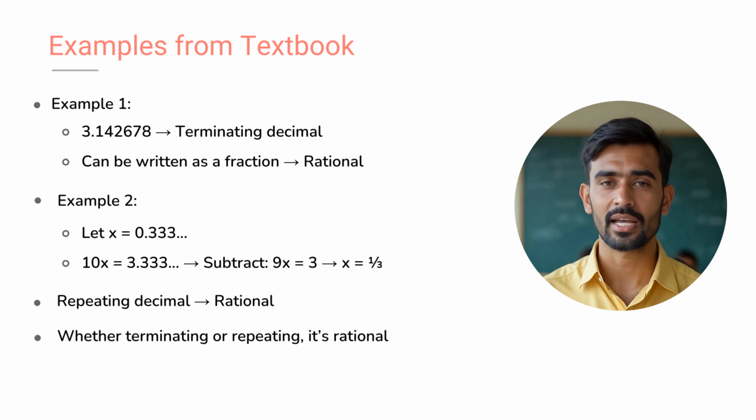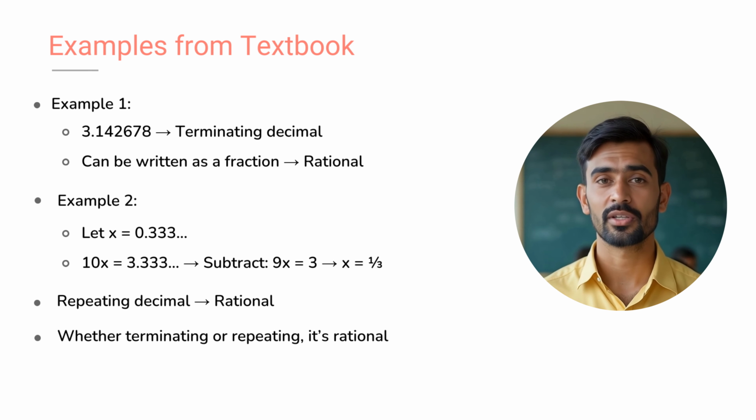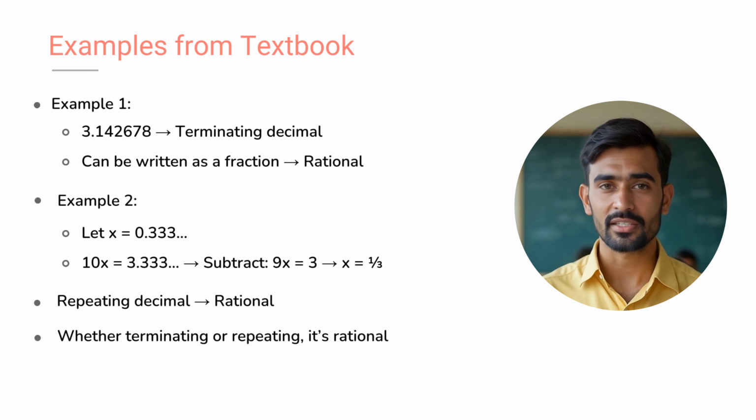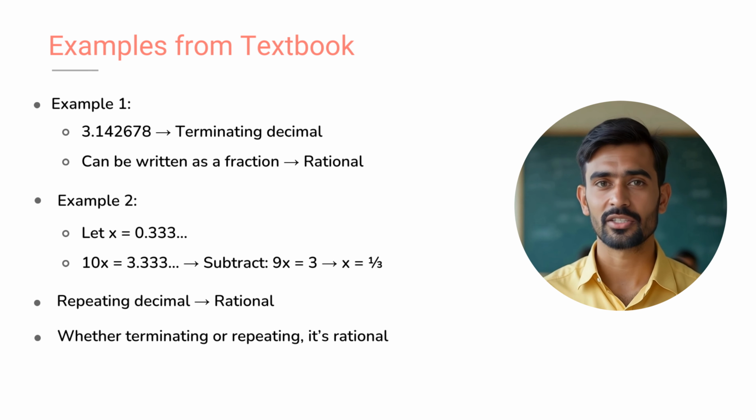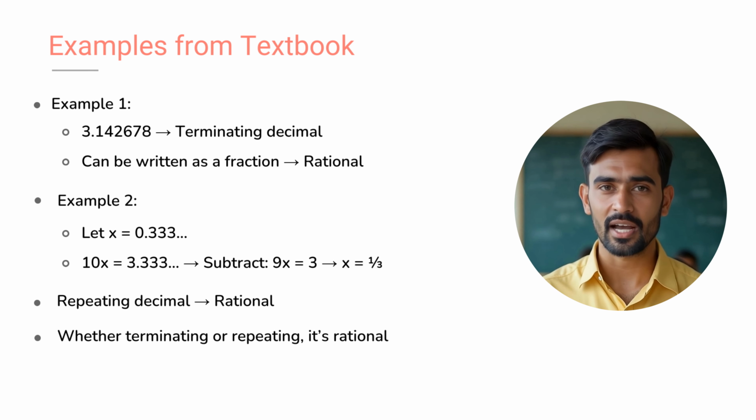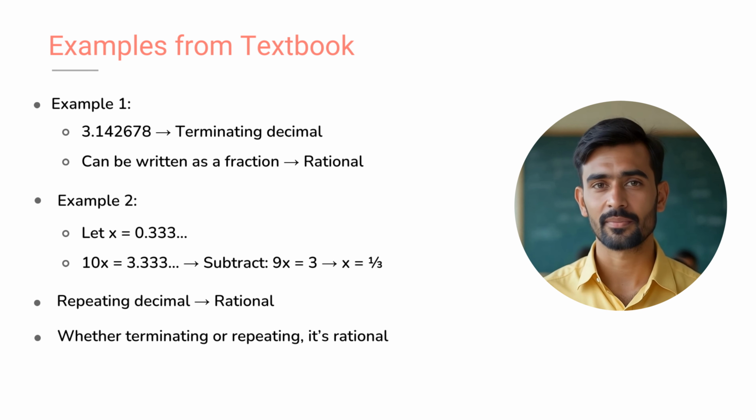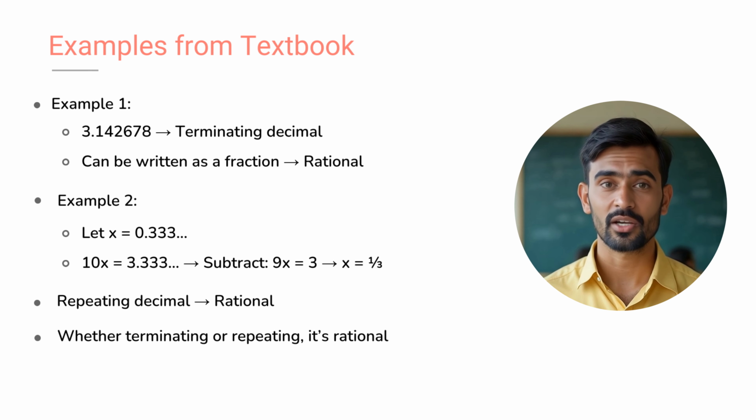Example 2. Let's take 0.3333, repeating forever. Let x be 0.333. Multiply by 10. Now 10x equals 3.333. Subtract the two, 10x minus x is 3. That gives x equals 3 divided by 9, and that is 1 by 3. That's another rational number. So repeating or terminating, still rational.